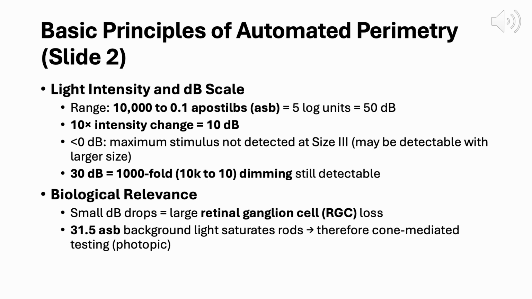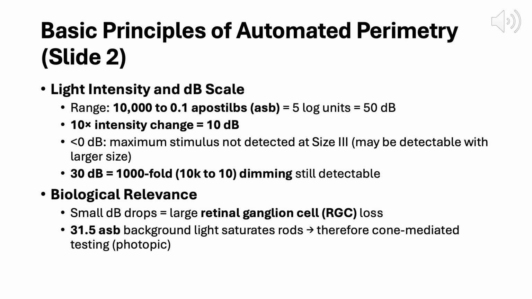If a patient cannot detect the maximum intensity stimulus at size 3, their value would fall below 0 dB, though a larger stimulus might be seen. At 30 dB, the stimulus is still visible despite being dimmed 1,000-fold, from 10,000 to 10 apostilbs, showing how sensitive healthy vision can be. Next, the biological relevance.